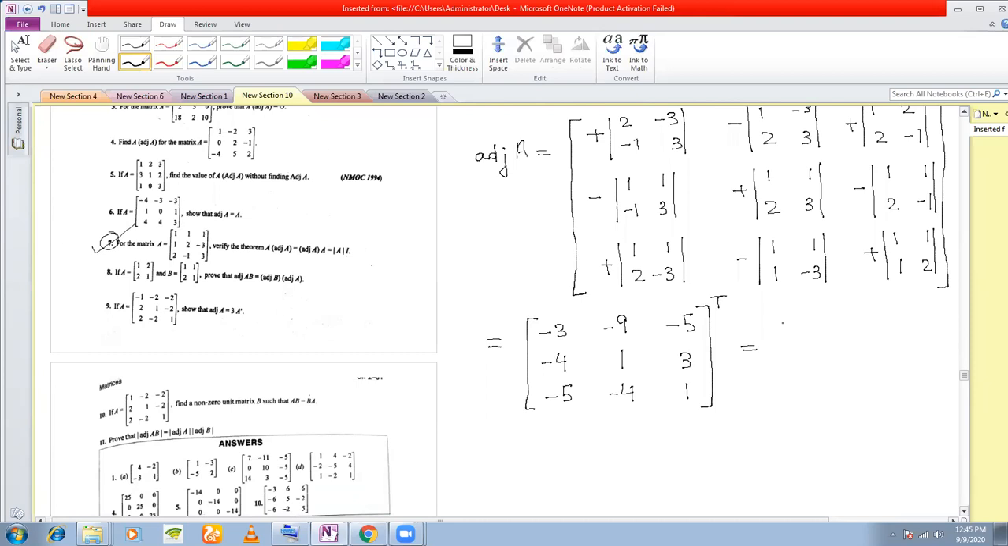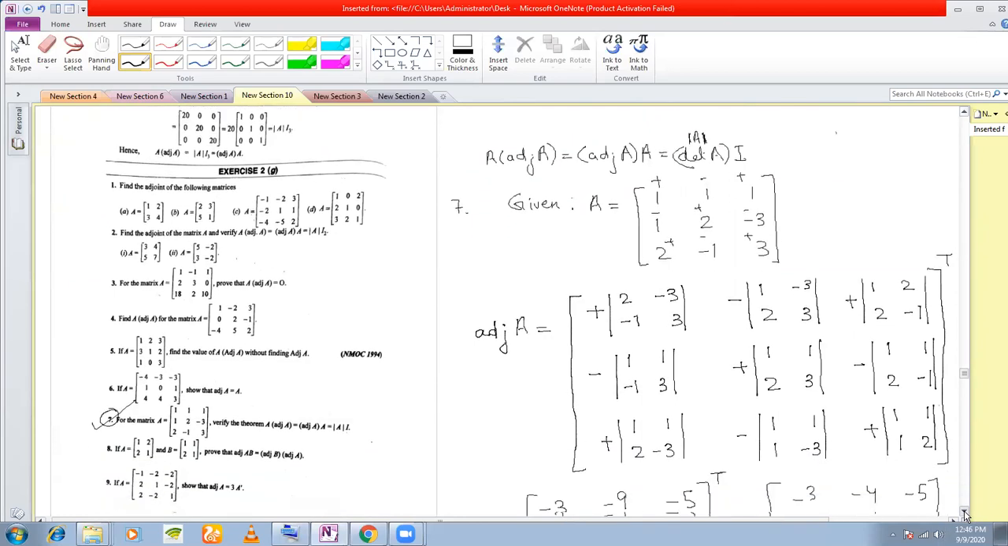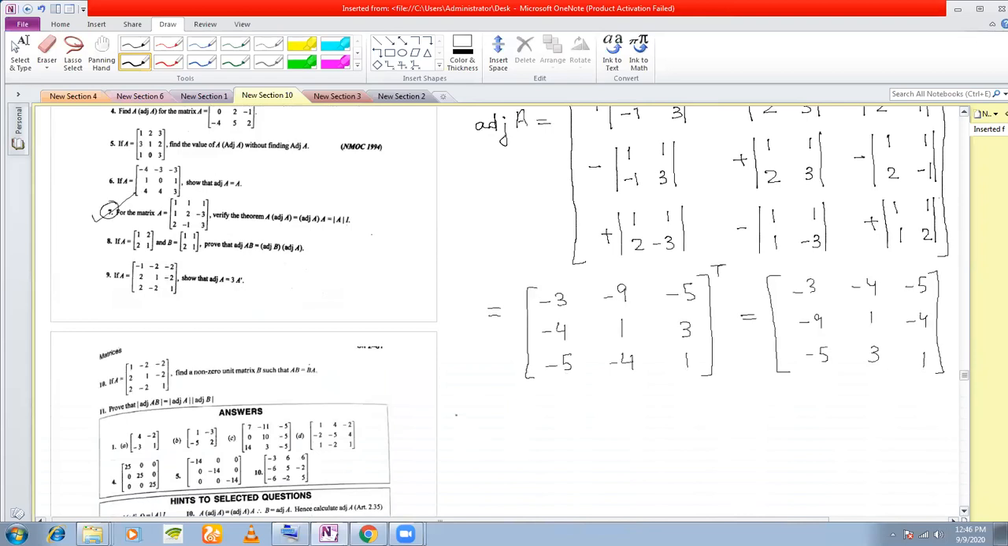Now the resulting adjoint is [minus 3, minus 9, minus 5; minus 4, 1, 3; minus 5, minus 4, 1]. So we have to verify that A into adjoint of A is equal to adjoint of A into A is equal to det A into I. So first we find the product A into adjoint of A.